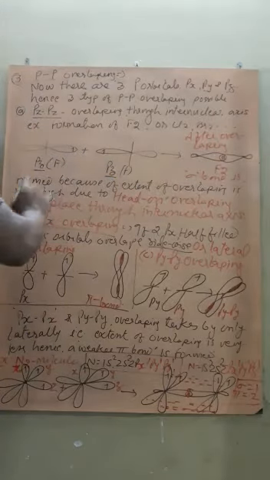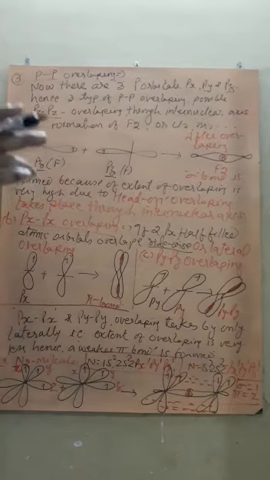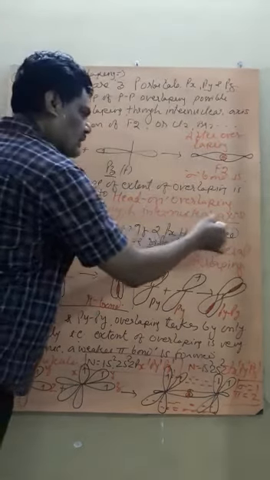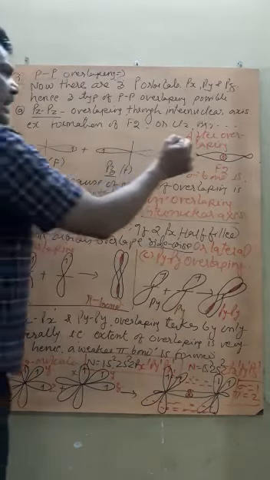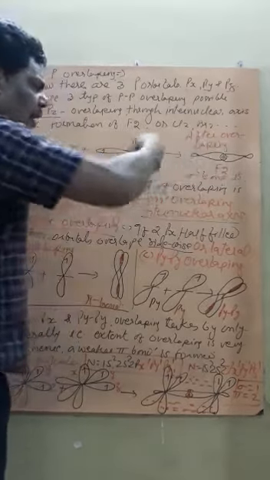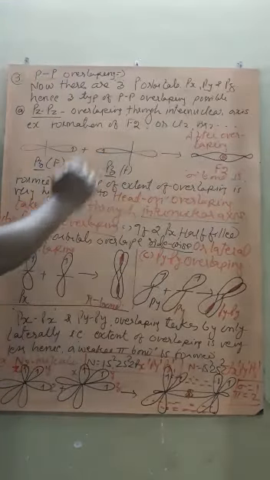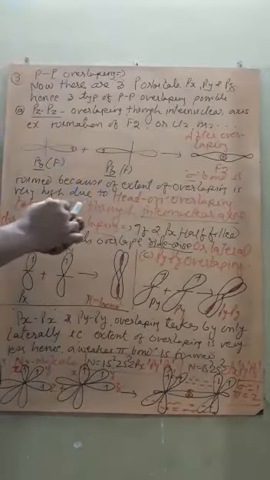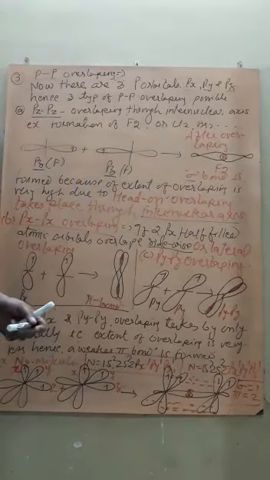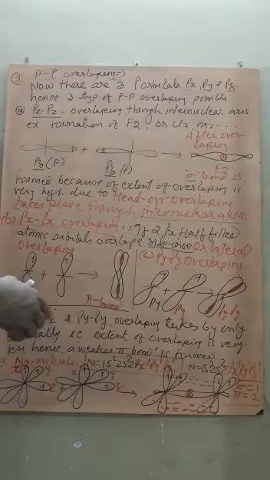Student, this overlapping takes place through the internuclear axis. And since it takes place through the internuclear axis, the extent of overlapping is very high. Thus, such a type of covalent bond is formed, called a sigma covalent bond, that is, with a large extent of overlapping.